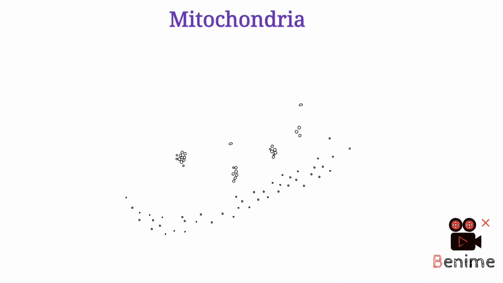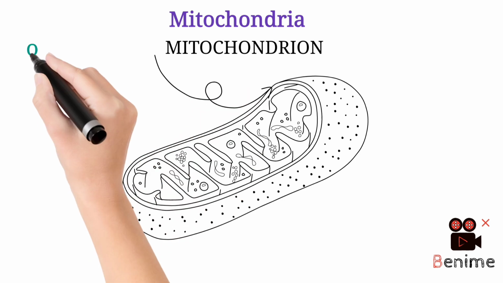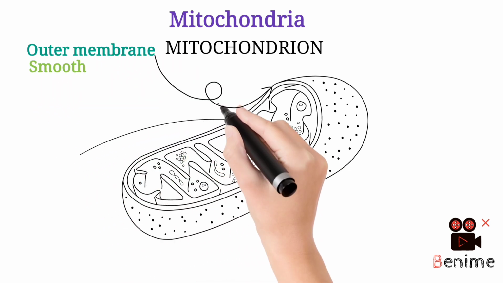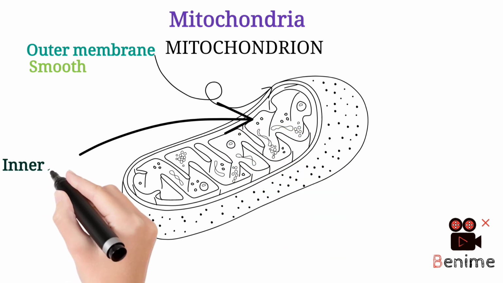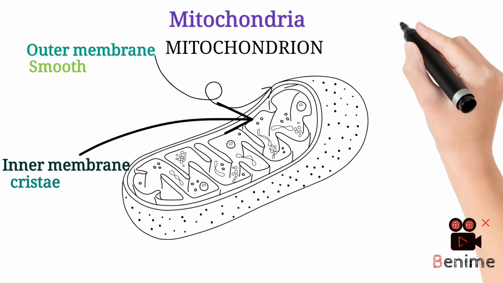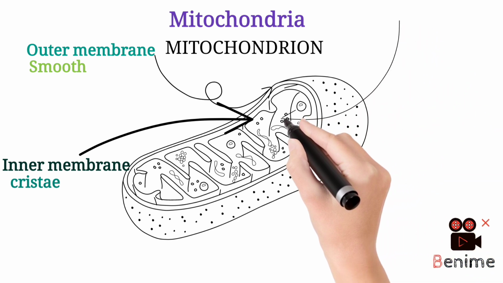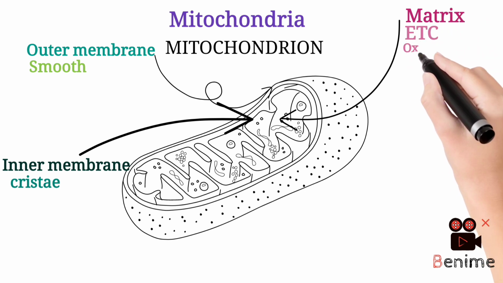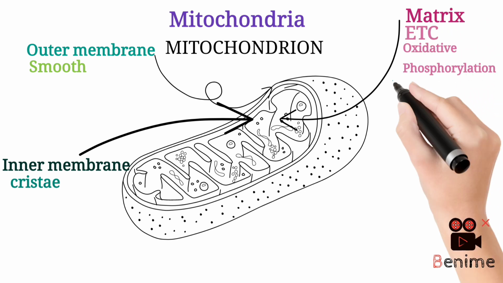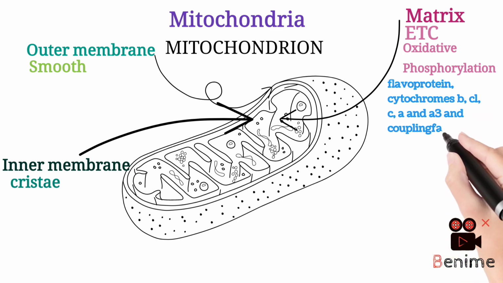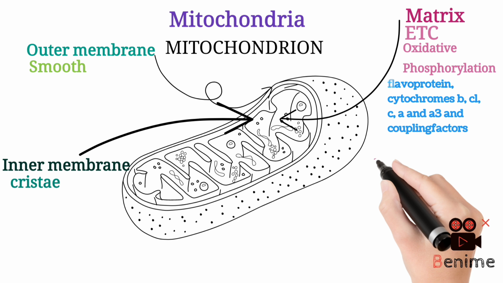The mitochondria are composed of a double membrane system. The outer membrane is smooth and completely envelops the organelle. The inner membrane is folded to form cristae, Latin for crests, which occupy a larger surface area. The internal chamber of mitochondria is referred to as the matrix or mitosol. The components of the electron transport chain and oxidative phosphorylation, flavoproteins, cytochromes b, c1, c, a, and a3, and coupling factors are buried in the inner mitochondrial membrane.